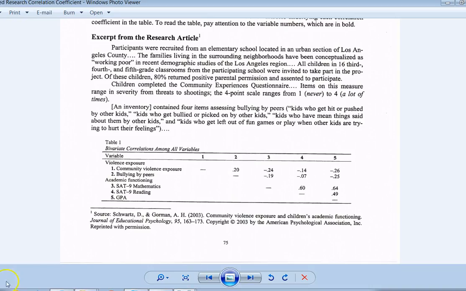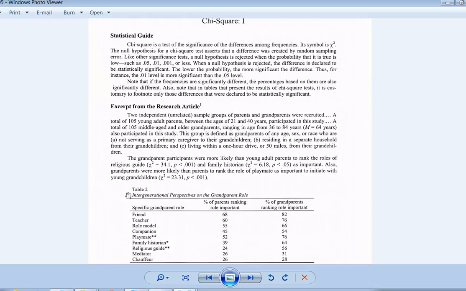Oops, that's the coefficient. Okay, I want to go over a little bit of this right here. This is what you would normally see in a research article. This is where you would see the explanation.